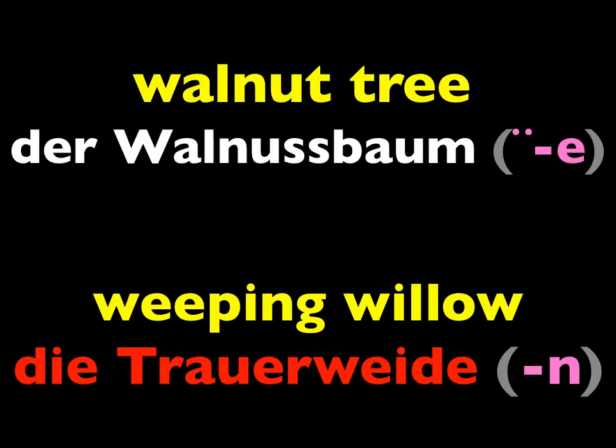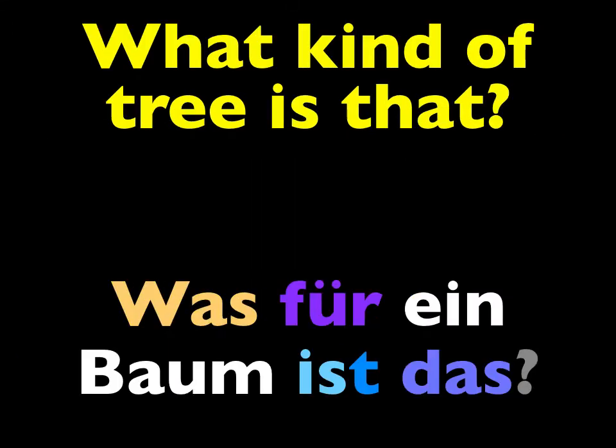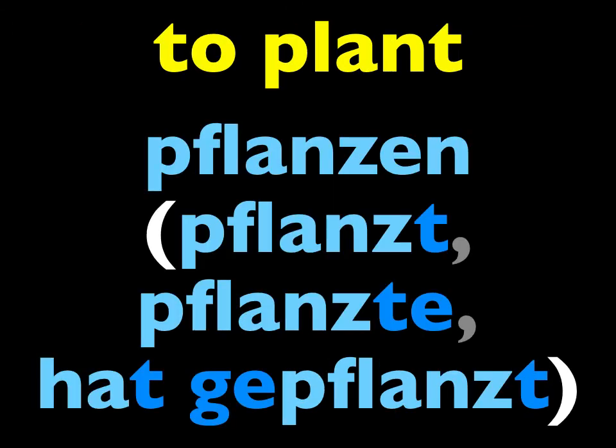der Walnussbaum, die Trauerweide. Good. We also learned how to ask what kind of a tree is that. Was für ein Baum ist das? So let's learn a new verb. The verb to plant. The verb is pflanzen.